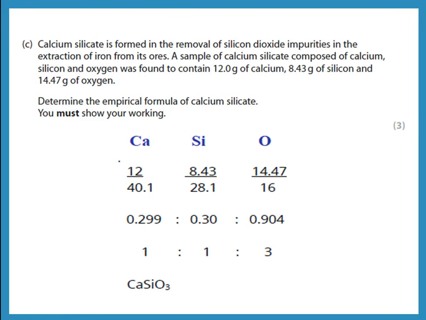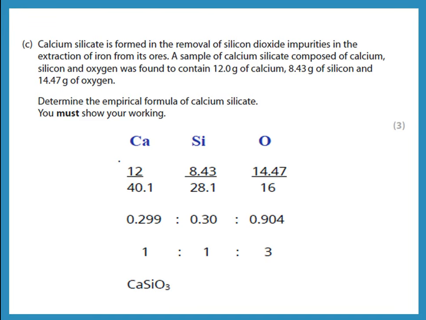I end up with these three numbers. Now the next step is divide by the smallest. So if I have 0.299, 0.3, and 0.9, I divide each of them by 0.299. I get a ratio of 1 to 1 to 3, and that means my empirical formula is CaSiO3.